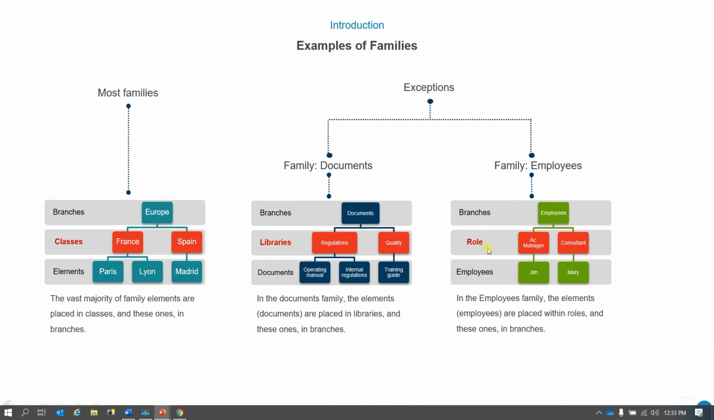As for the employees family, again, we are not talking about classes, but roles. The elements in this case are the employees, and they will be directly associated to the role. It is the only family whose elements it is possible to check from a structure. To check the elements of the rest of the families, we will have to go to the application vertical frame and click on the families. So therefore, most families have branches, classes, elements, but we need to be careful because documents and employee families are different. They have branches, libraries, documents as opposed to elements, and branches, role, and employees.